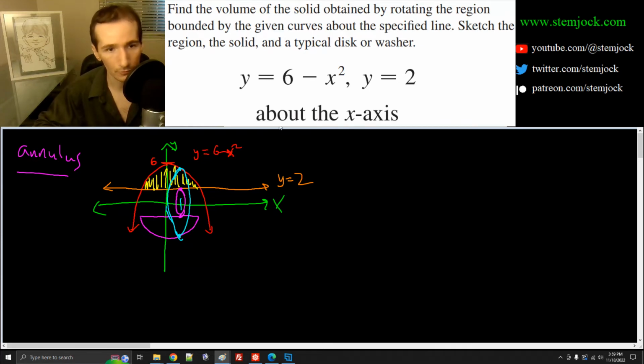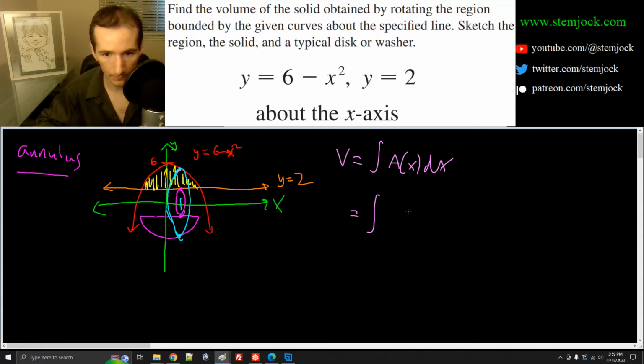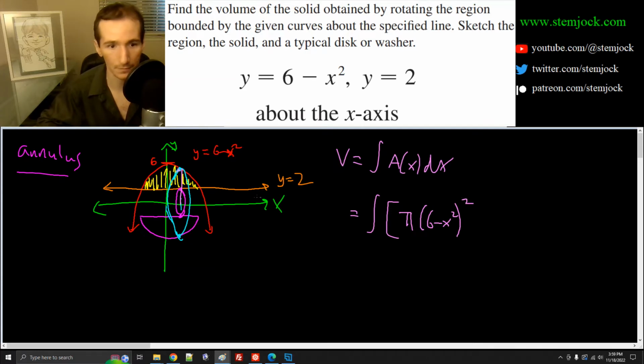All right, so the way to calculate the volume now is, the general formula is V equals the integral of A(x) dx. This term here, A(x), is the area of this annulus that we've drawn here. The area is going to be the area of the outer circle, so that's going to be pi times the radius, which is the height of the red curve. That's going to be 6 minus x squared, and pi times the radius squared is the area of the circle.